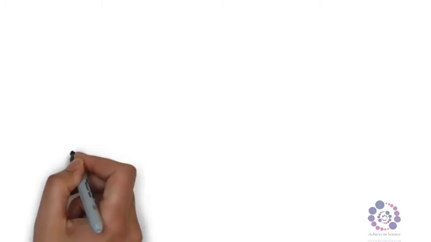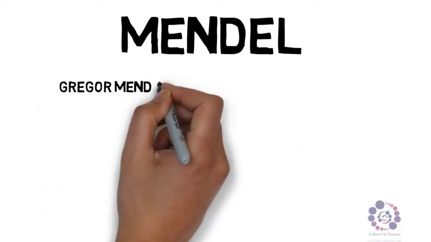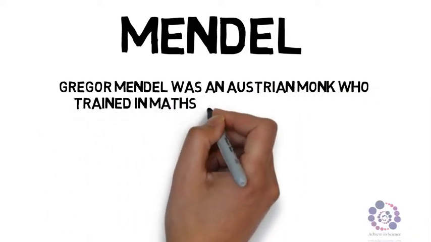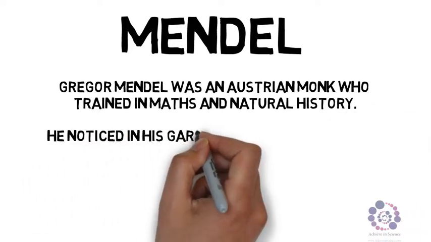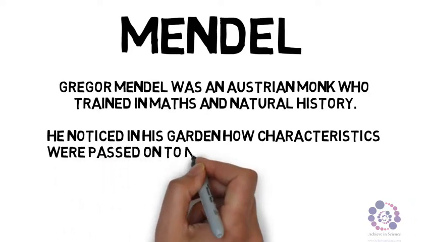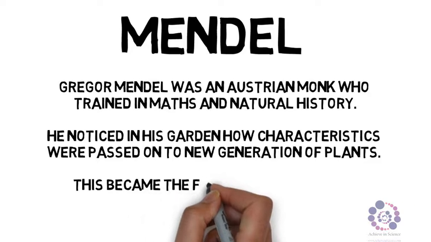Before we begin, we need to just look at some history. We need to look at a person called Mendel, Gregor Mendel. He was an Austrian monk who was trained in both maths and natural history. He was a keen gardener, and in his work he noticed that characteristics were passed on to new generations of plants. This work became the foundation of modern genetics.